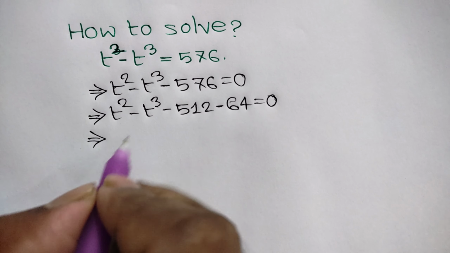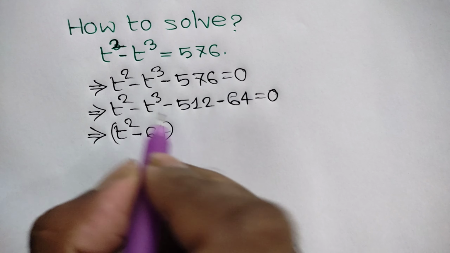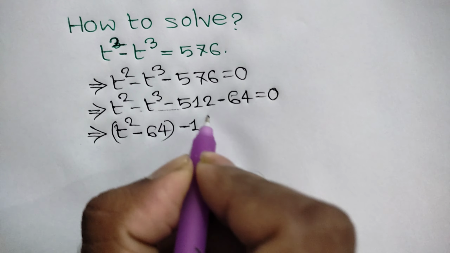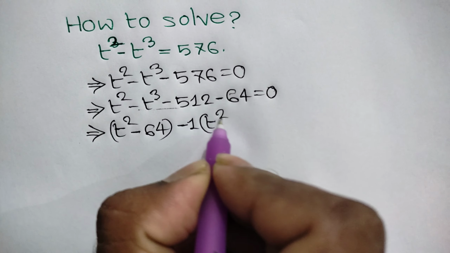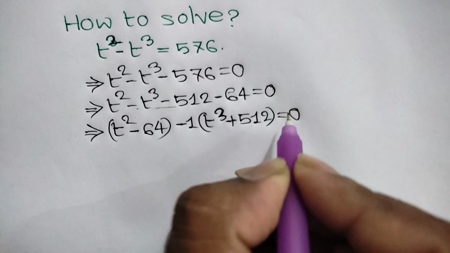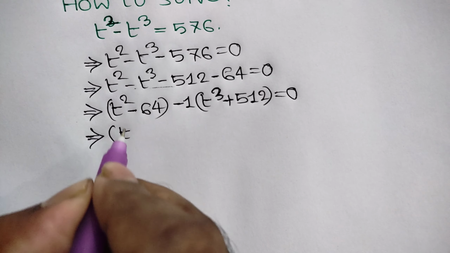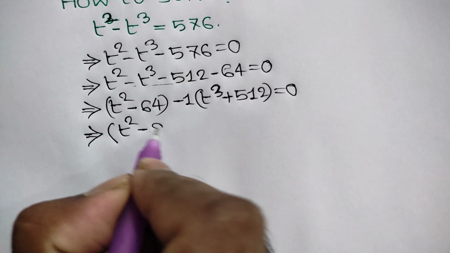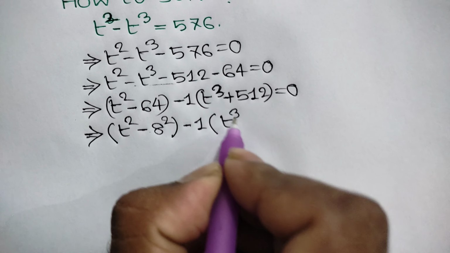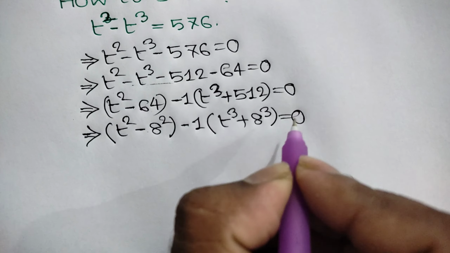Now rearranging the left side, we can write t square minus 64, and taking common negative 1 from these two terms, we will get negative 1 times t cube plus 512 is equal to 0. Now we can write t square minus 64 as 8 square minus 1 times t cube plus 512, which can be written as 8 cube, is equal to 0.